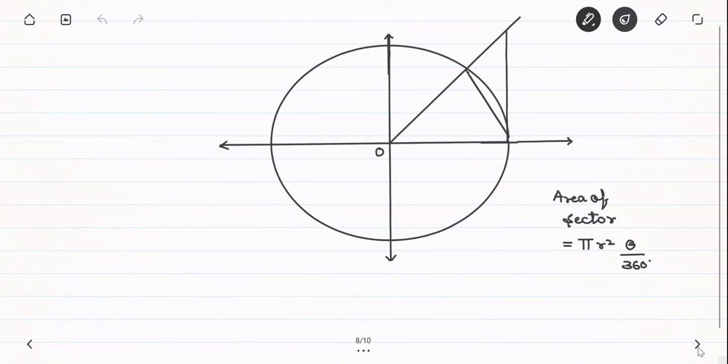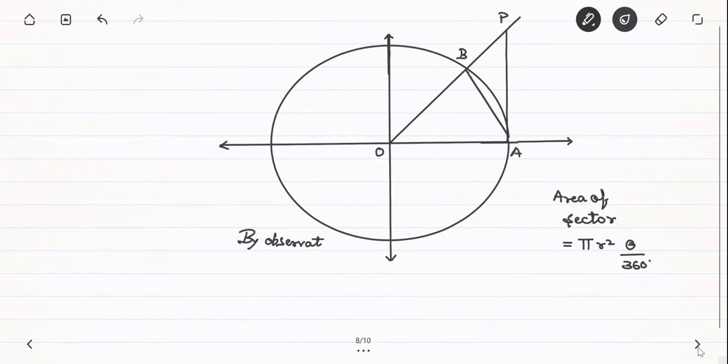triangle is half into base into height, and the area of sector is pi r square theta upon 360 degree. So we will use these two formulas to derive the limit. So we mark the points A, B, P.